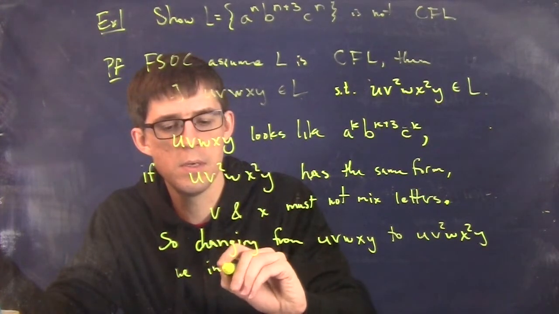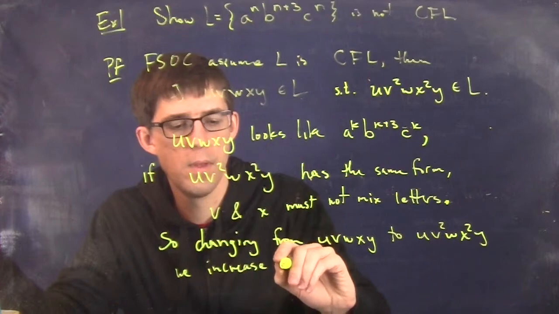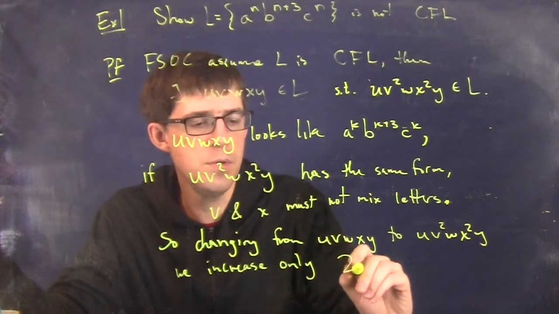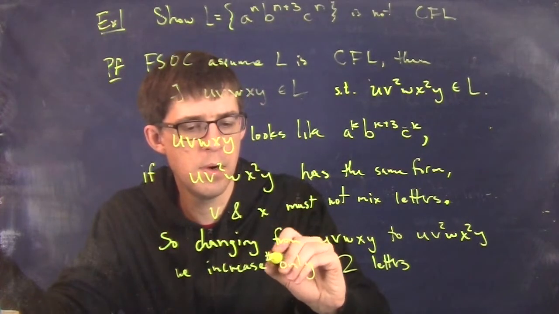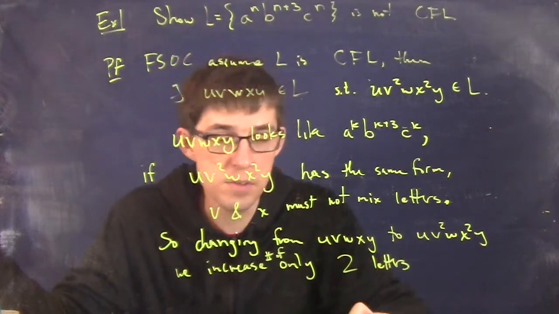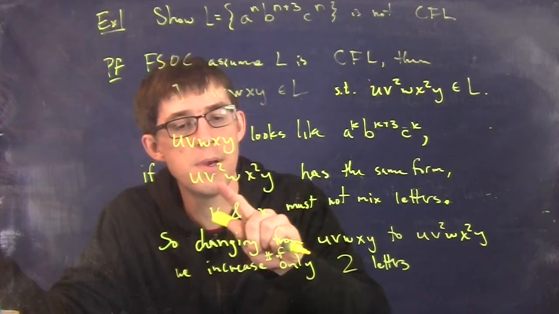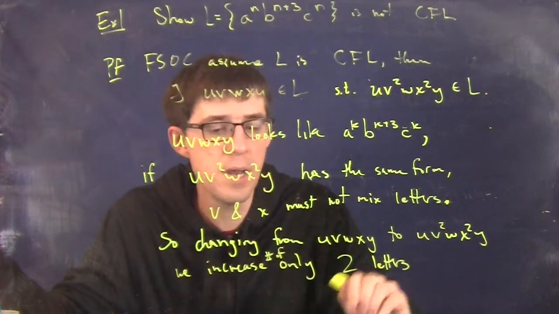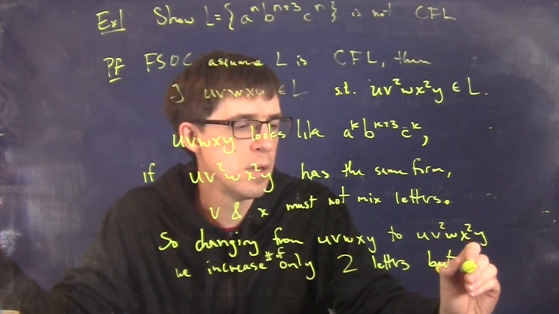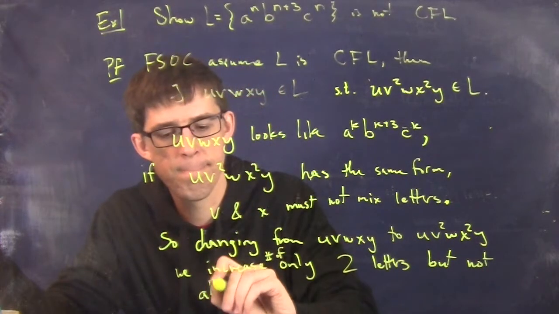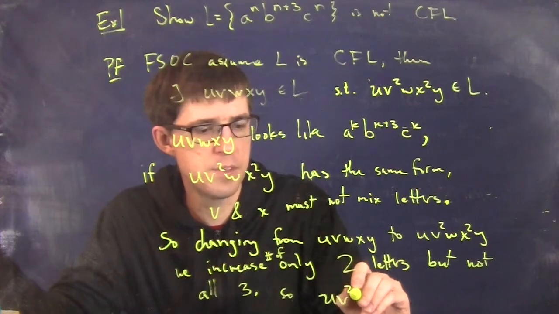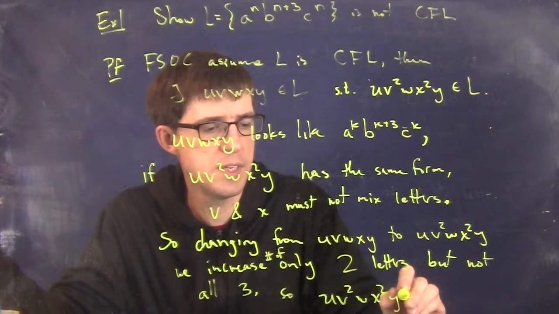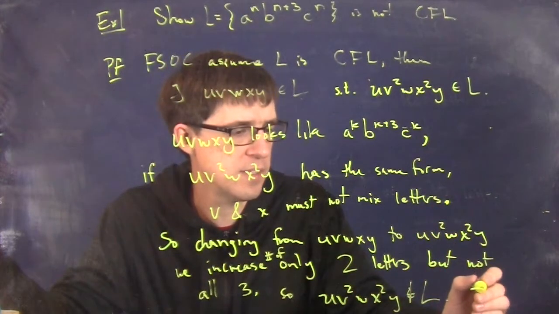We increase only 2 letters. We increase the number of only 2 of those letters, right? Whichever one is being used by V and whichever one is being used by X, but not all 3. So it's not possible actually that U, V squared, W, X squared, Y is in L. So this is not in L, and that's the contradiction.